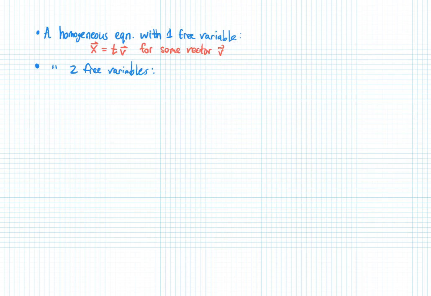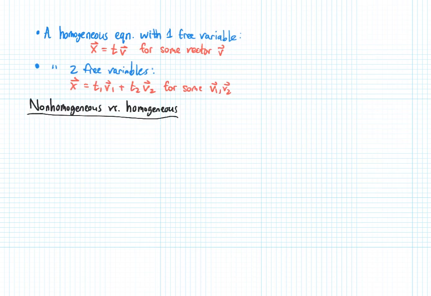So this example that we just did is actually illustrative of the general case. If you have a homogeneous equation with one free variable, the solution set always looks like x = t times some constant vector. And if you have two free variables, then you can always write your solution in a form that looks like this, which we can now interpret as x being a linear combination of these two vectors v1 and v2. And probably at this point you can guess what happens if there's 3 or 4 free variables, or more.